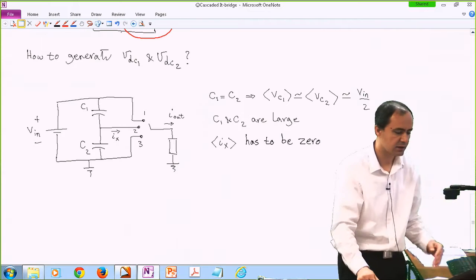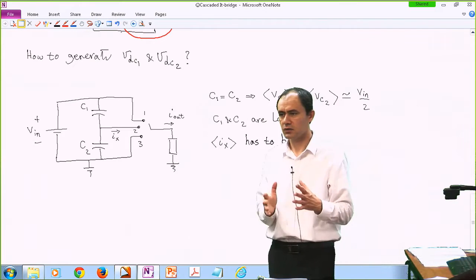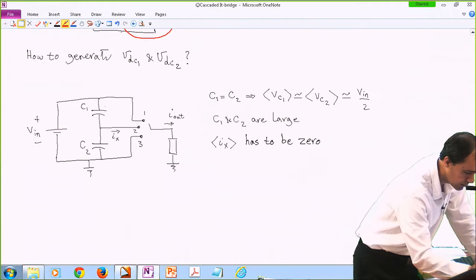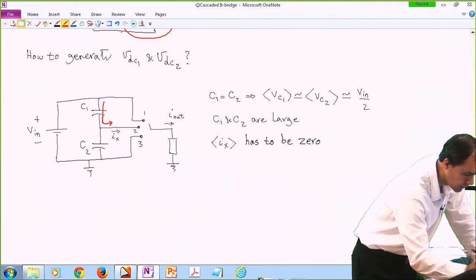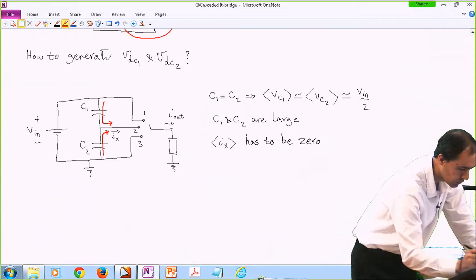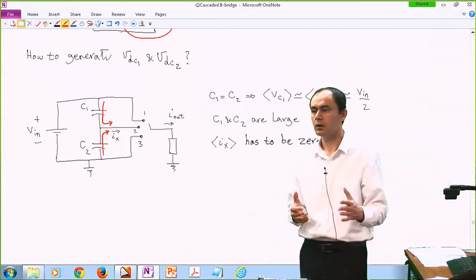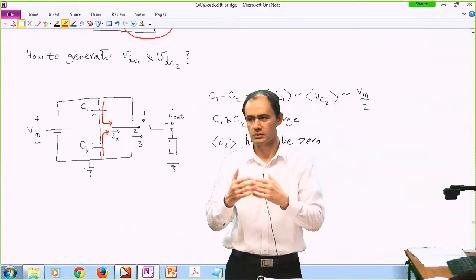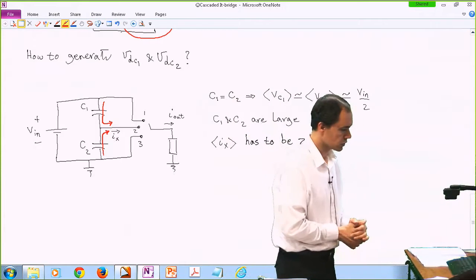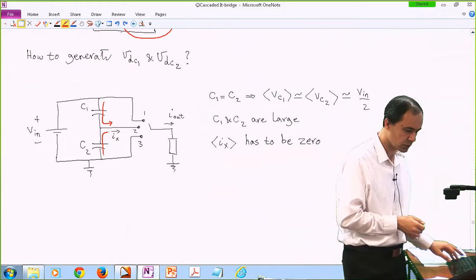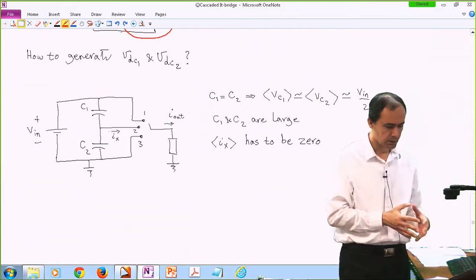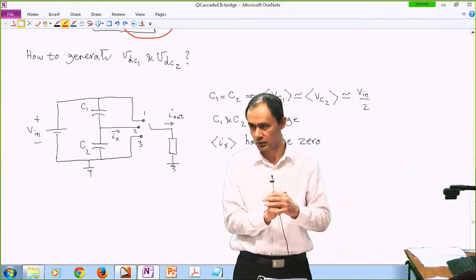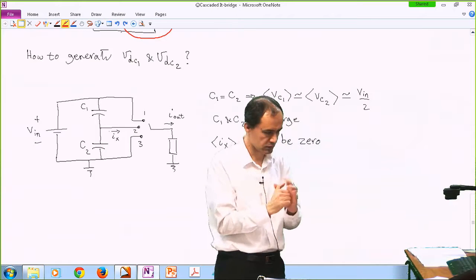Now, why is that? Because otherwise, if IX, for instance, is positive, it means that on average, this capacitor is getting charged and this capacitor is getting discharged. So after a while, your top capacitor charges all the way to Vin and the bottom capacitor is 0 basically. Okay? So if you have a particular switching scheme in mind or a particular direction for your electric current in mind, you got to make sure that on average IX is 0. Otherwise, the converter is not going to work.